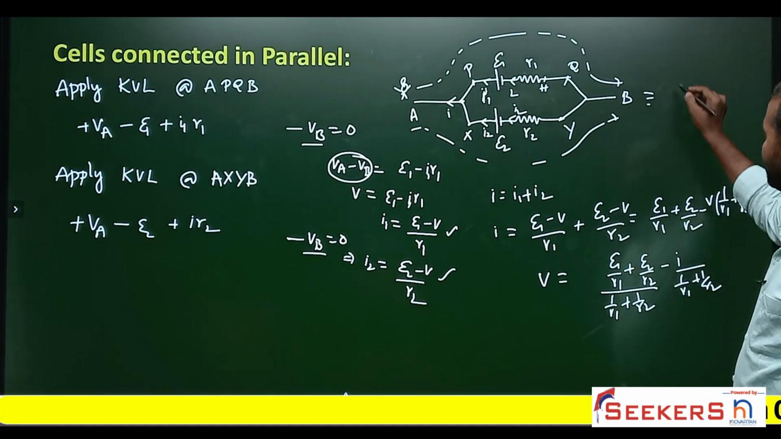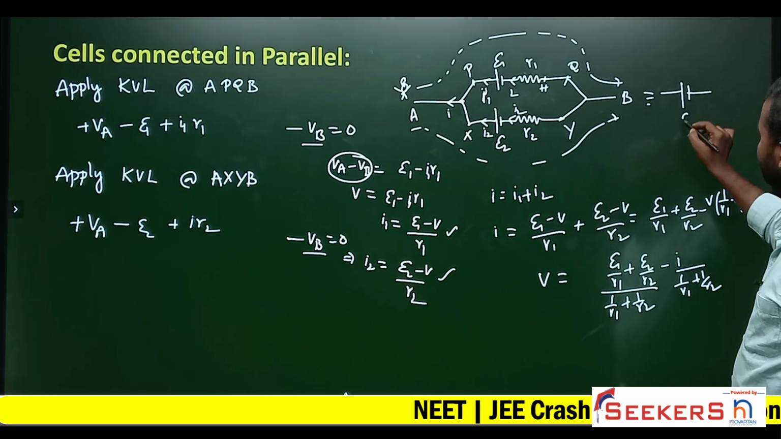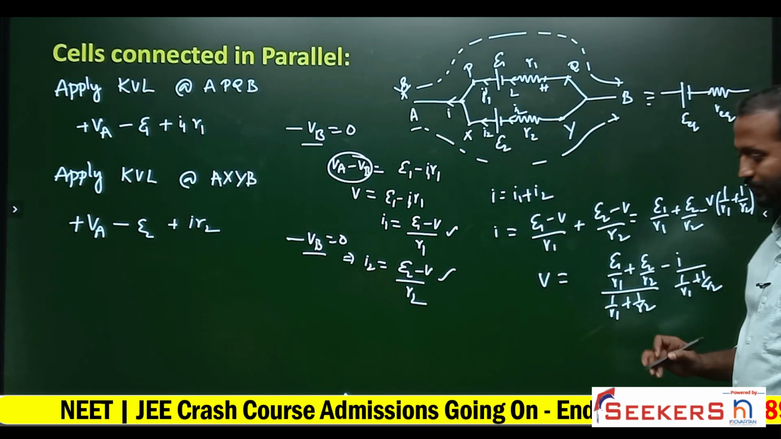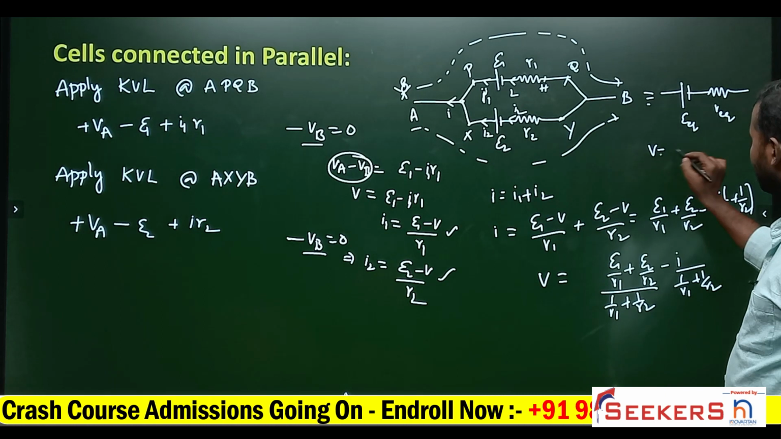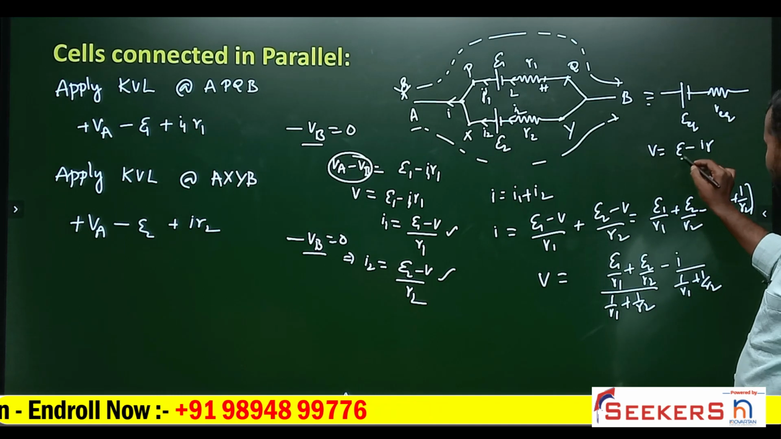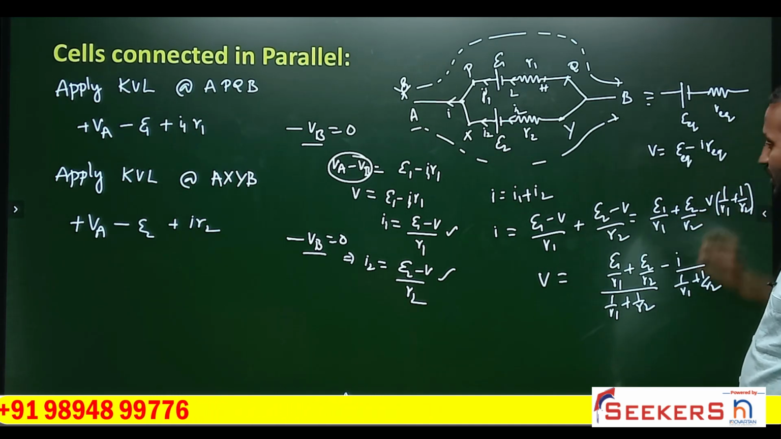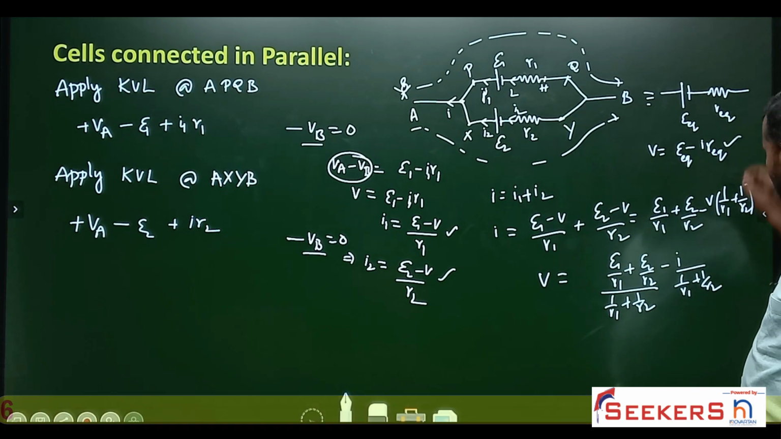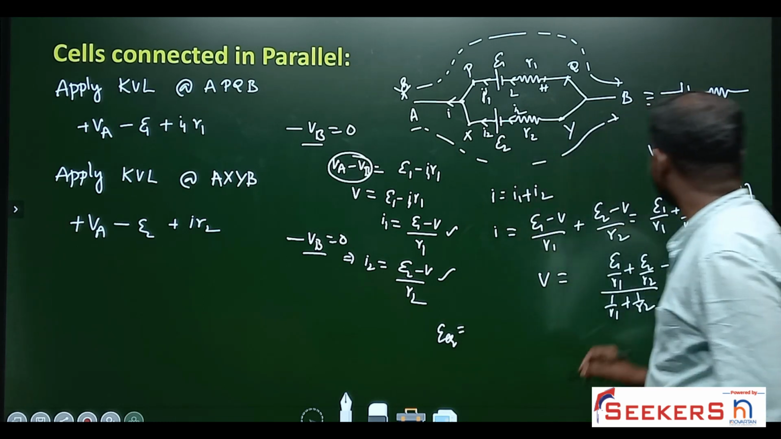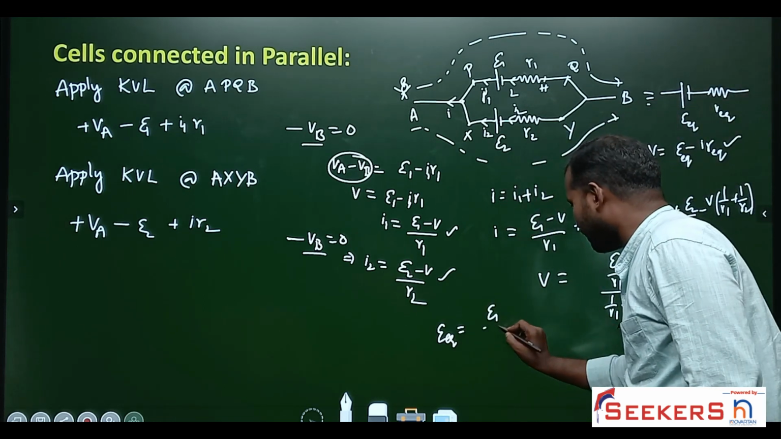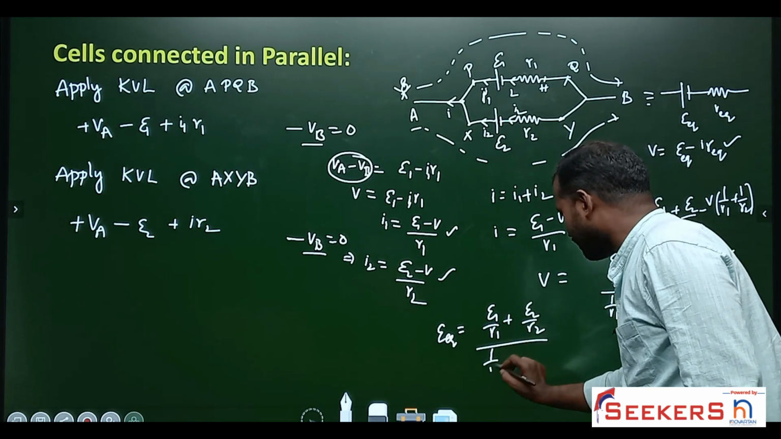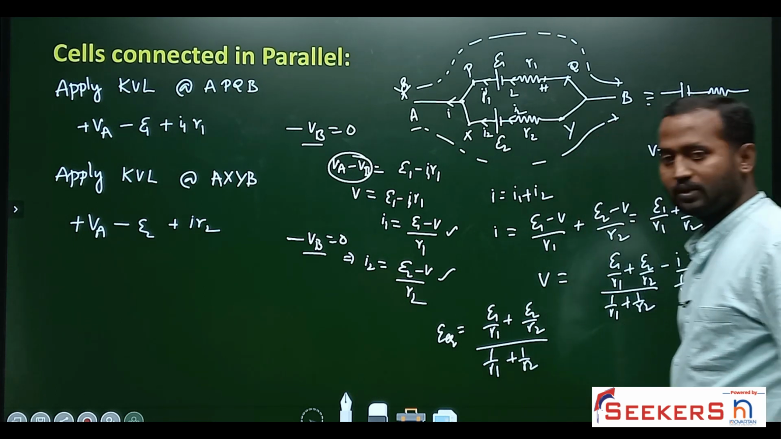If I take an equivalent cell whose EMF is say E equivalent, whose resistance is say R equivalent, which can do the same job for us. Now I can write this as V is equal to E minus IR, otherwise I can say E equivalent minus IR equivalent. Now if I compare this with this, I will get E equivalent is equal to E1 by R1 plus E2 by R2 divided by 1 by R1 plus 1 by R2, right?